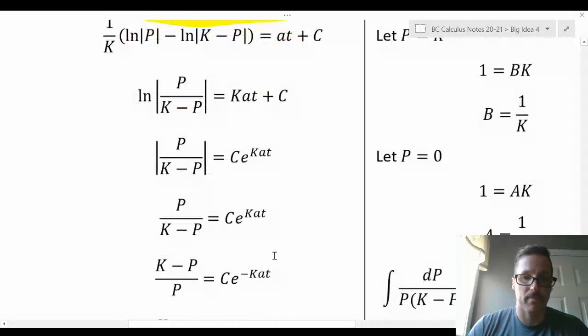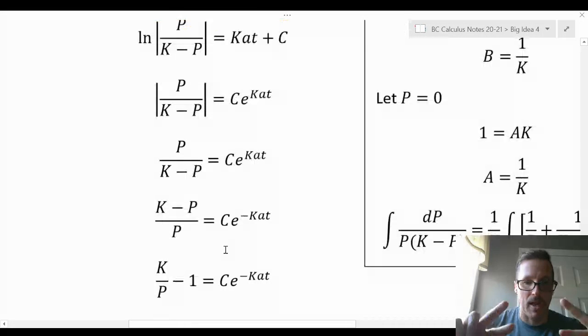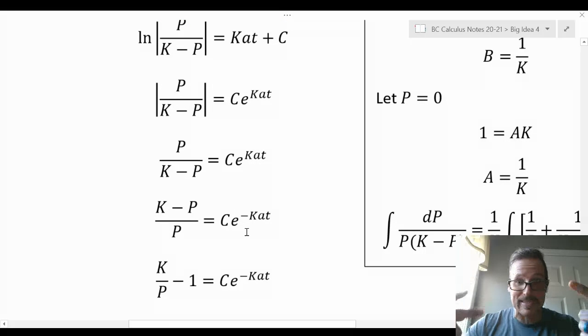Still going. Remember, we're going to solve for P. So we drop the absolute value bars. Drop them like they're hot. But that means plus or minus C e to the Kt. But plus or minus C is just C. It's an unknown constant. Then we're going to flip everything. When you flip everything, 1 over a constant is a constant. And when you flip e to the Kt in the denominator, you get e to the negative Kt.